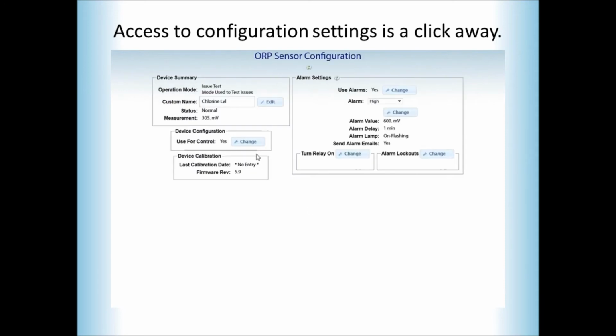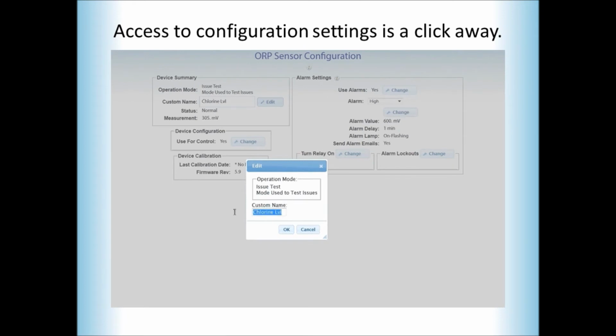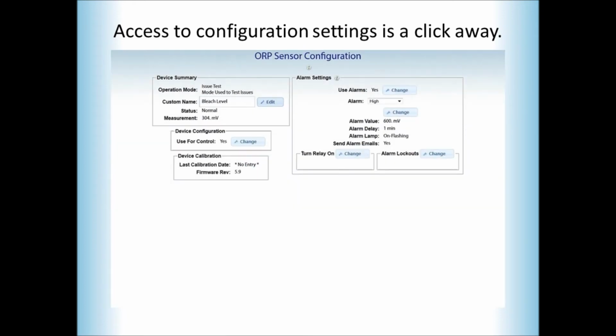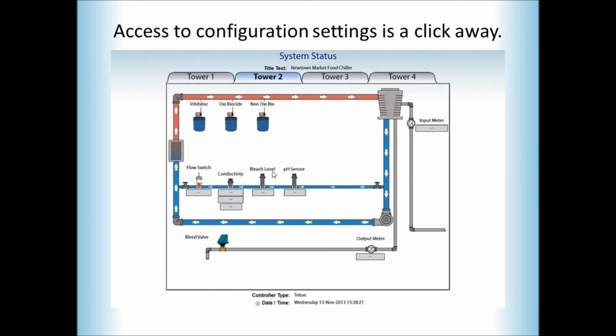Let's go to that ORP sensor and change its custom name. I think bleach level is a good name for this device. And there it is. It's just that easy.